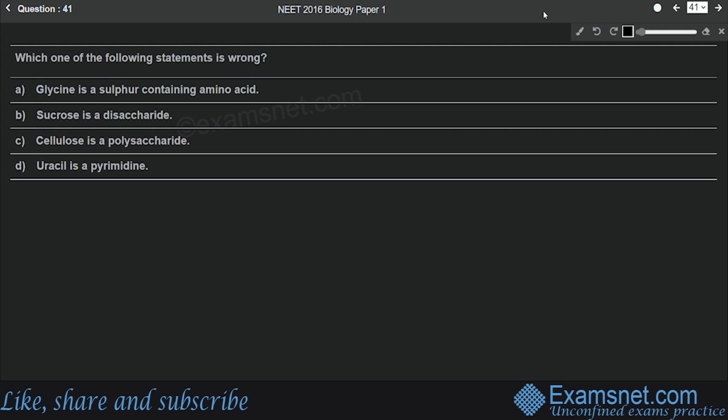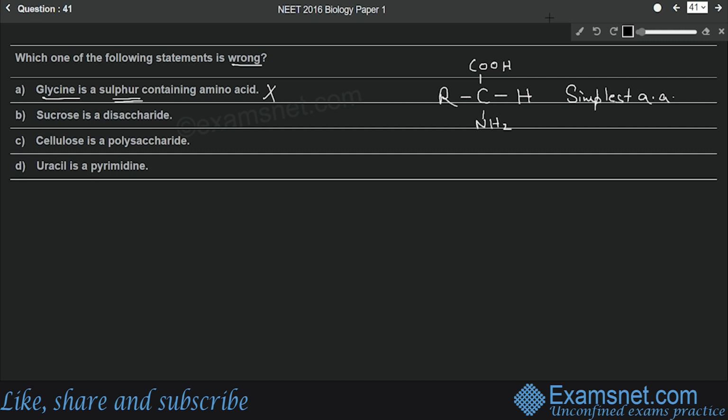Question number 41 is from the chapter Biomolecules, and the question is which one of the following statements is wrong? So the first statement says glycine is a sulfur containing amino acid. Now this statement is incorrect. Let's see the structure of glycine first. This is the central carbon. It contains one alkyl group, one amino group, and one carboxyl group. Okay, so these groups are present in all the amino acids. Now different amino acids have different fourth groups attached to this carbon. So in glycine the fourth group is simple hydrogen. So this is the simplest amino acid.